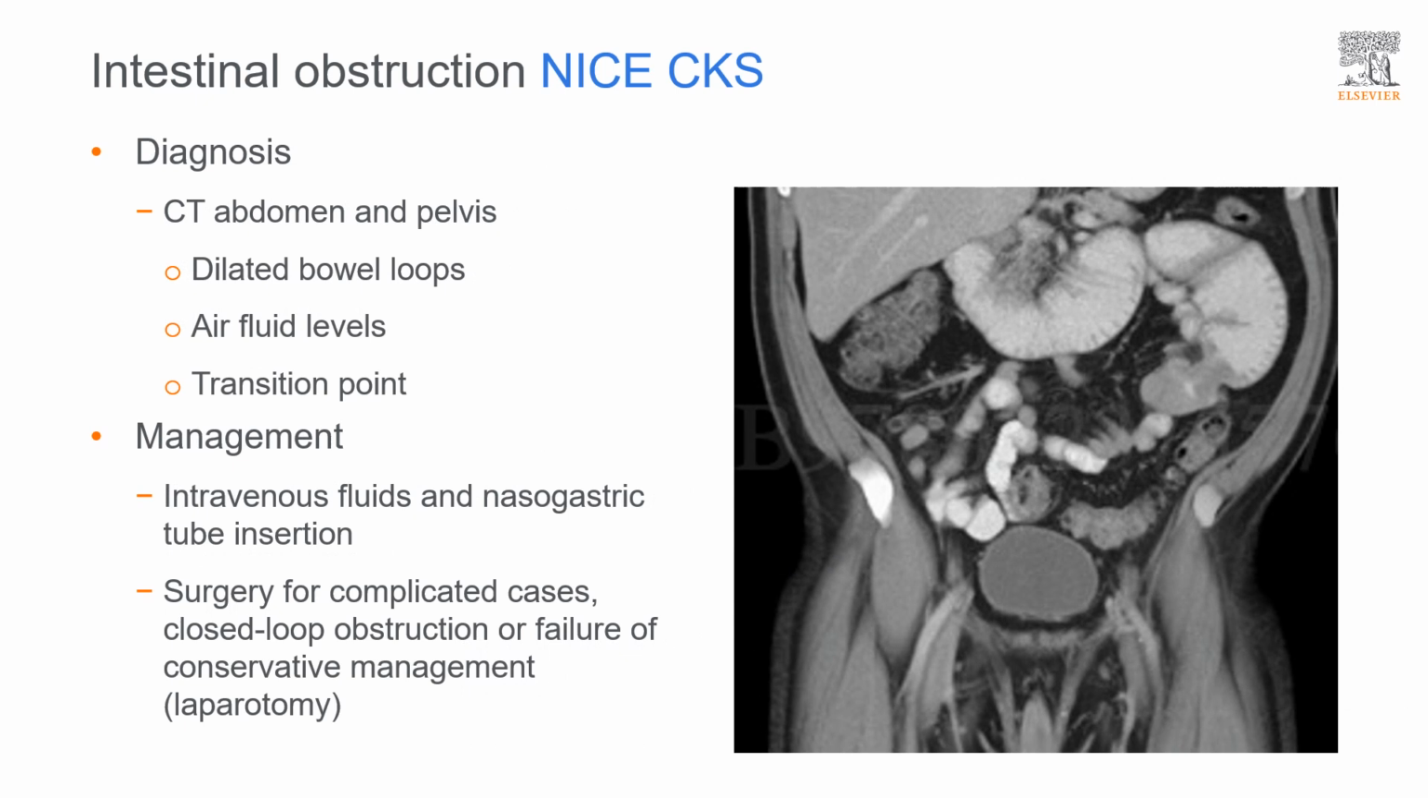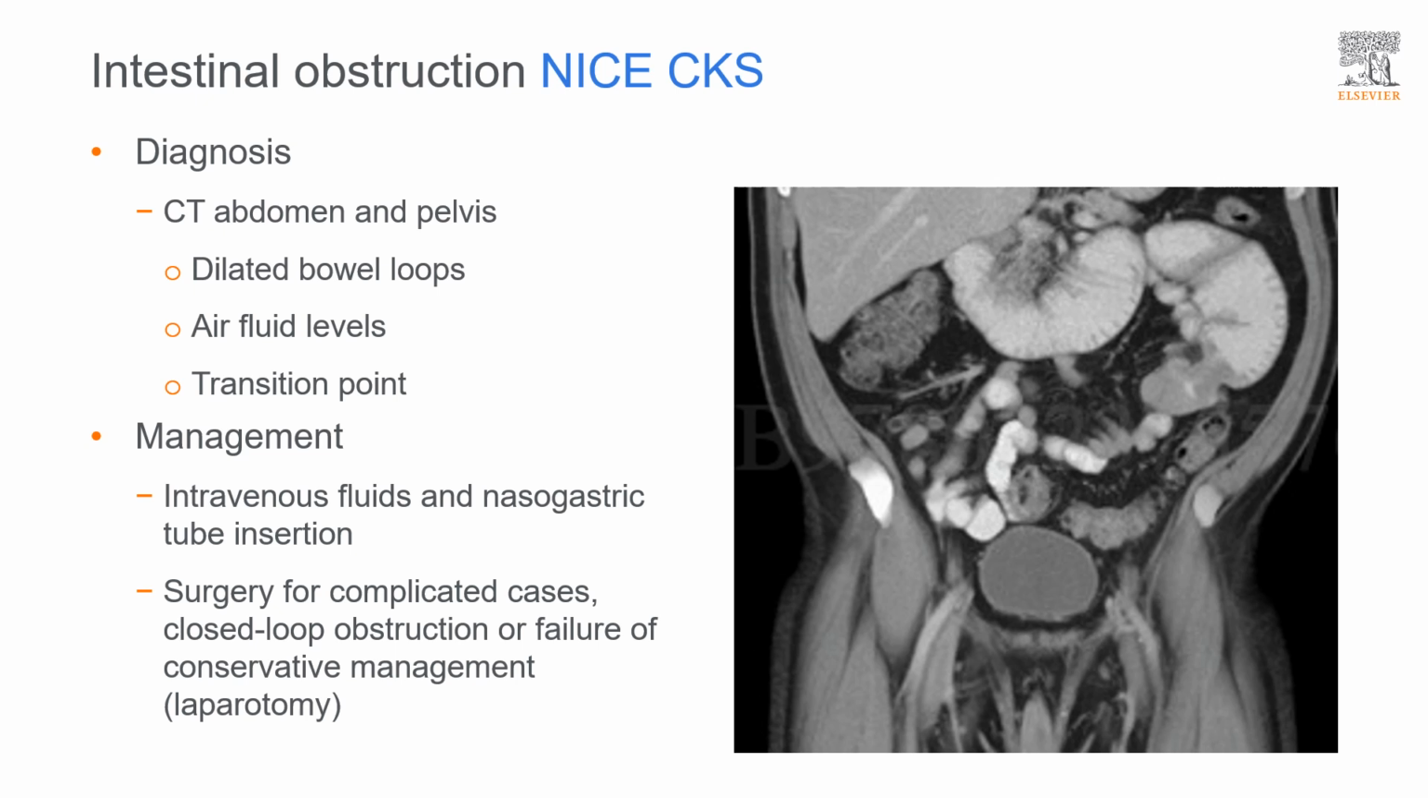The diagnosis of intestinal obstruction is most reliably made with a CT abdomen and pelvis, which is the most appropriate test in hemodynamically stable patients with an acute bowel obstruction. A CT will demonstrate dilated bowel loops proximal to the obstruction and decompressed bowel loops distal to the obstruction, air fluid levels, and you may be able to identify the transition point where the obstruction is occurring. This image shows a mass in the proximal small bowel with decompressed loops distal to the obstruction.